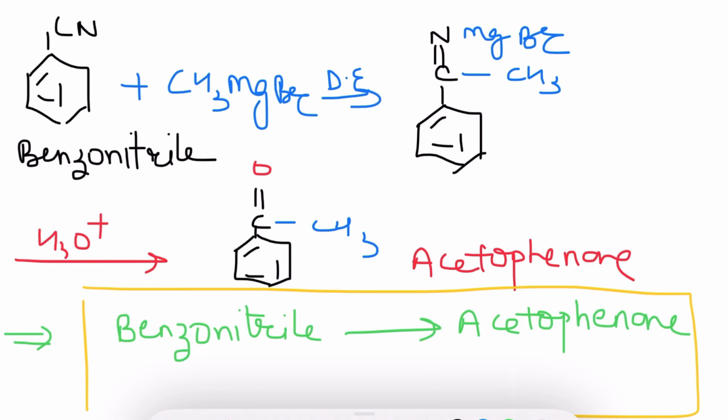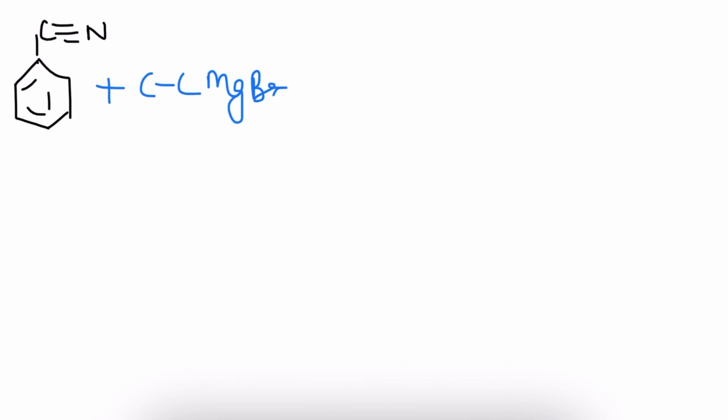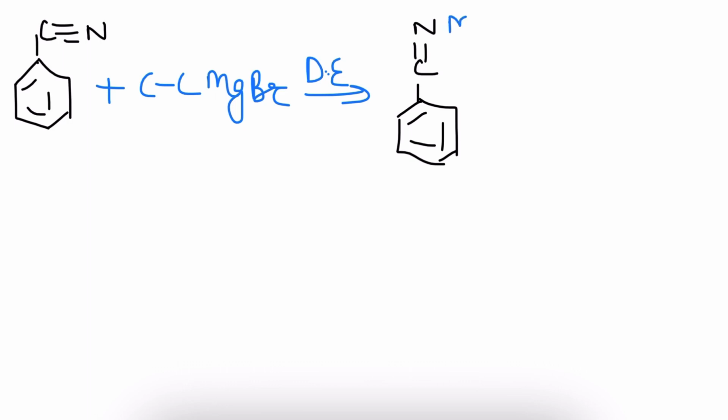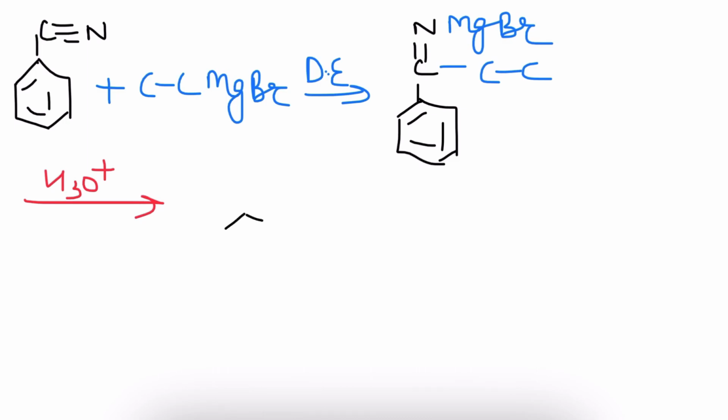This benzonitrile is also known as cyanobenzene. Let's take one more example of benzonitrile. I'm having benzonitrile, and to this I'm adding ethyl magnesium bromide, which results in the formation of a reaction intermediate, and the resulting reaction intermediate on hydrolysis gives a ketone. So N gets attached with the MgBr part and carbon with ethyl. The resulting reaction intermediate on hydrolysis gives the ketone.